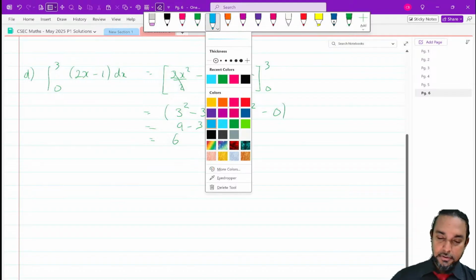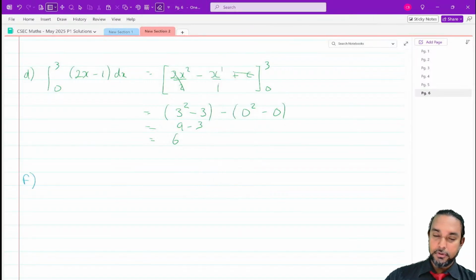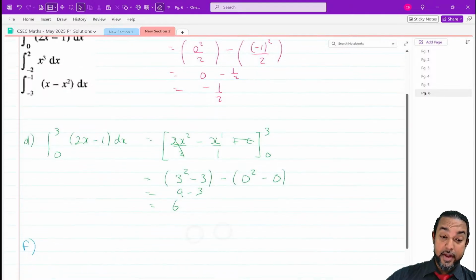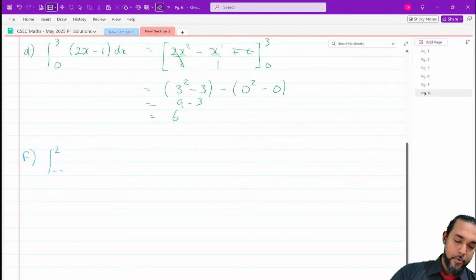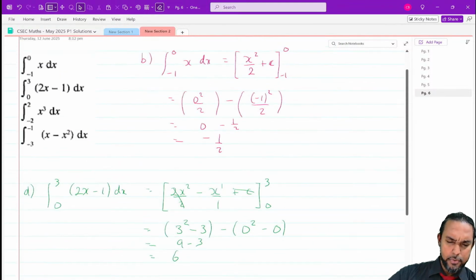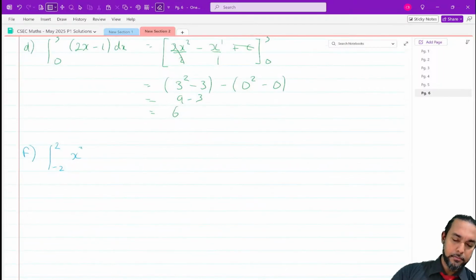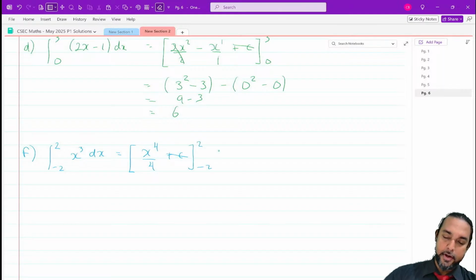Cool. Thanks very much. Okay, so BDF. F was the integral of x cubed between 2 and -2. So we have x to the power 4 all over 4 plus c between 2 and minus 2, disregard. Now this will give us 2 to the power 4 all over 4.